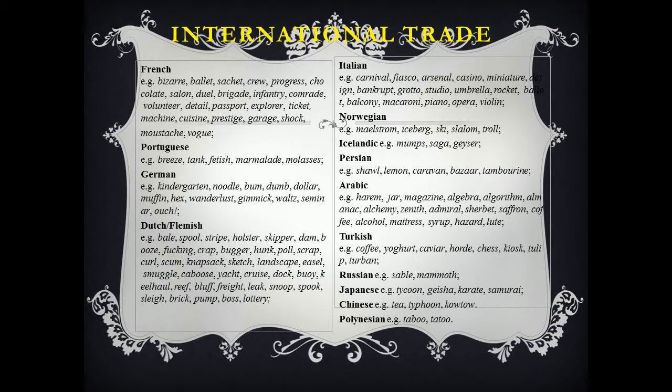Among these were French, for example, bazaar, ballet; Italian, for example, carnival, fiasco, arsenal; Portuguese, for example, breeze, tank; German, for example, kindergarten, noodle; Dutch/Flemish, for example, bale, spool, stripe, holster; Norwegian, for example, maelstrom, iceberg, ski, slalom, troll; Icelandic, for example, mumps, saga, geyser; Finnish, for example, sauna; Persian, for example, shawl, lemon, caravan, bazaar, and tambourine; Arabic, for example, harem, jar, magazine; Turkish, for example, coffee, yogurt, caviar, hoard, chess, kiosk, tulip, turban; Russian, for example, sable, mammoth; Japanese, for example, tycoon, geisha, karate, samurai; Chinese, for example, tea, typhoon, kowtow; Polynesian, for example, taboo, tattoo.